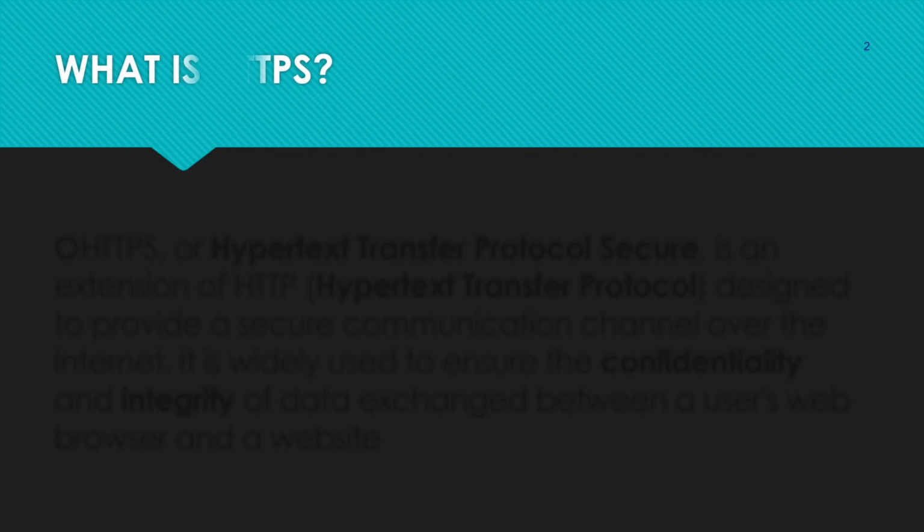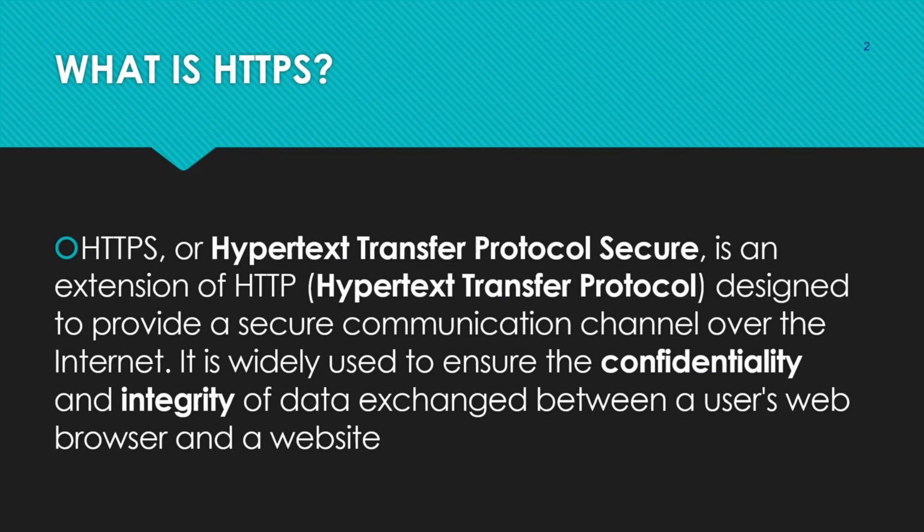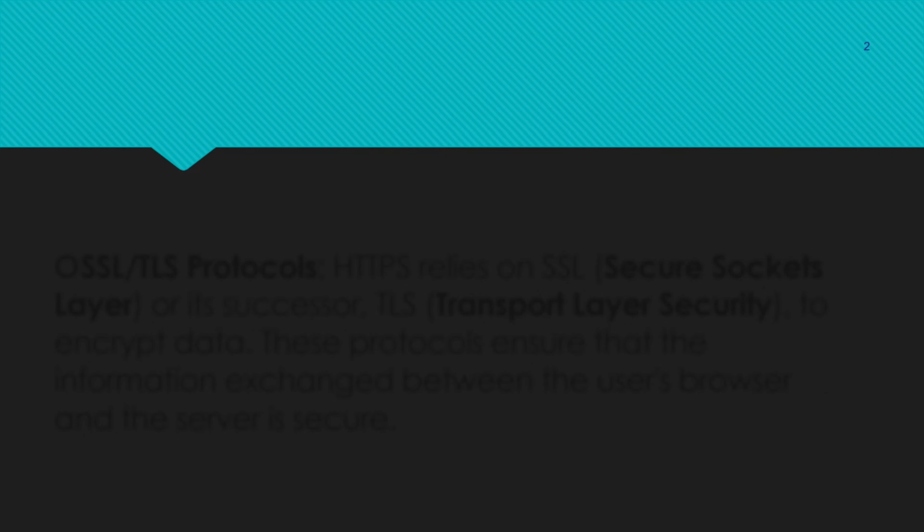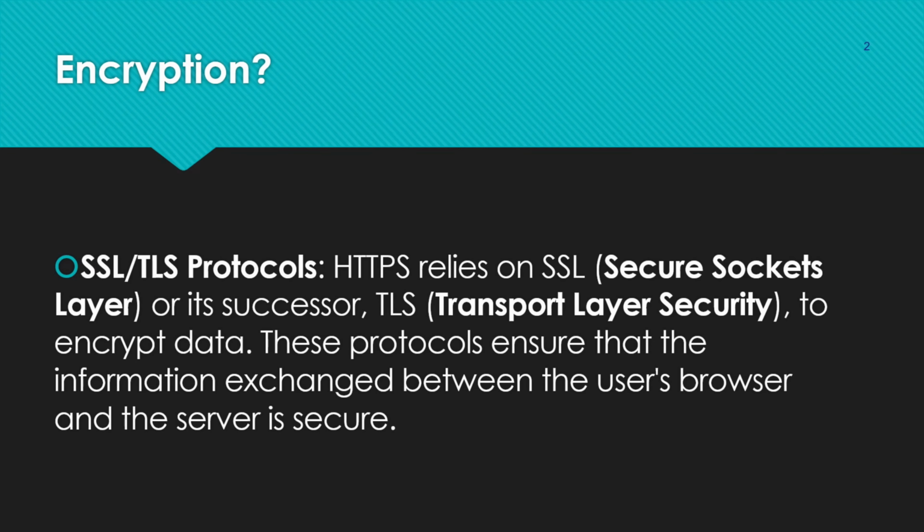What is HTTPS? Hypertext Transfer Protocol Secure is an extension of the HTTP protocol, that is Hypertext Transfer Protocol. This protocol was designed to provide a secure communication channel over the internet. It is widely used to ensure the confidentiality and the integrity of data exchange between a user's web browser and a website. Encryption. Encryption in the HTTPS protocol is handled by SSL or TLS protocols.